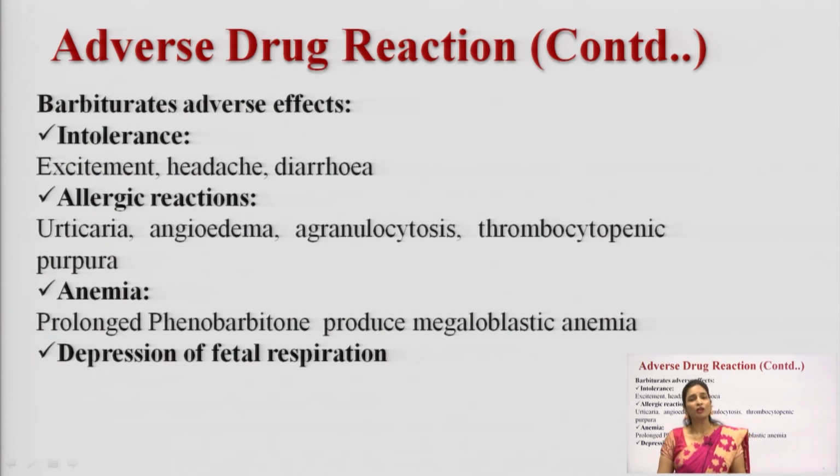Thrombocytopenia. These are all the adverse drug reactions you may observe with a barbiturate drug when given to a particular patient. If you see urticaria, what is meant by urticaria? It is an allergic reaction, a hypersensitivity reaction. In urticaria, you can see skin rashes on your skin. So, it is called urticaria.